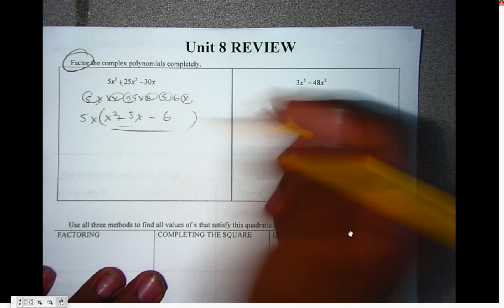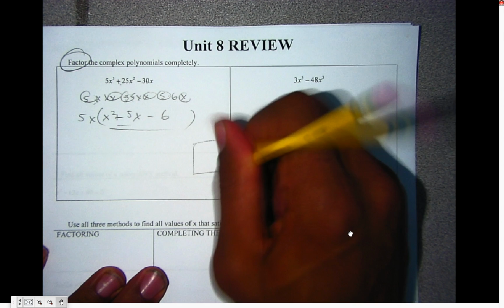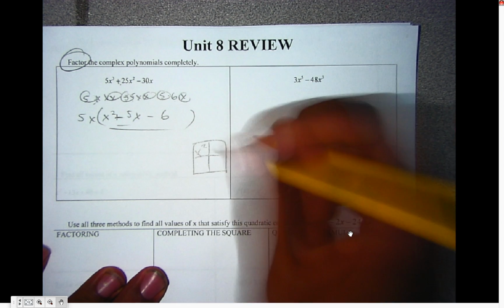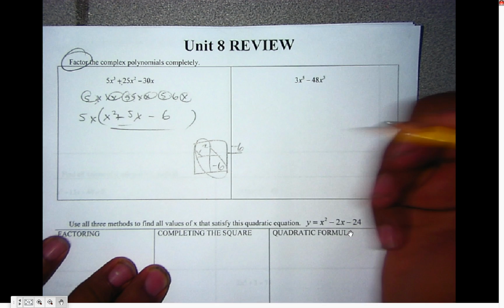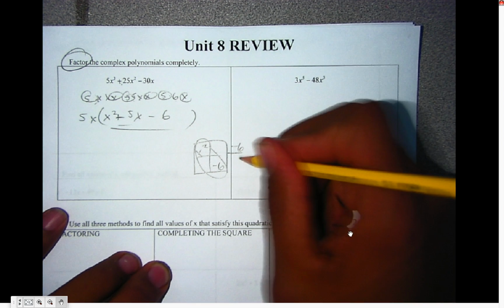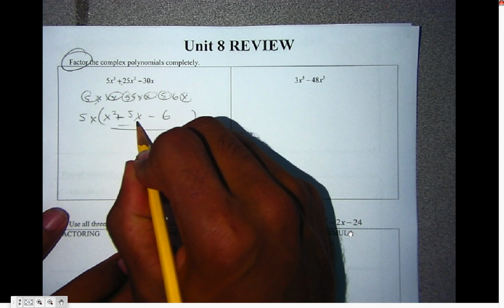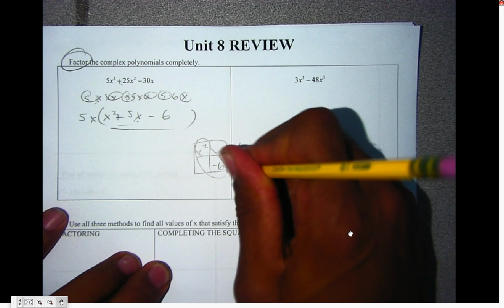Okay, now I have this, and I want to do the box. So I do x squared, first number, then last number. Okay, multiply these two. That's minus 6. Okay, so two numbers that will multiply to minus 6, but also add up to plus 5. It's either 6 and 1 or 3 and 2.